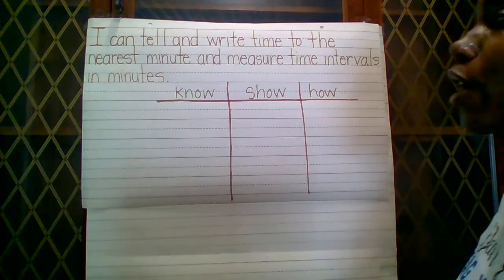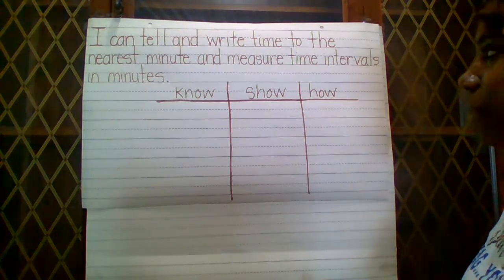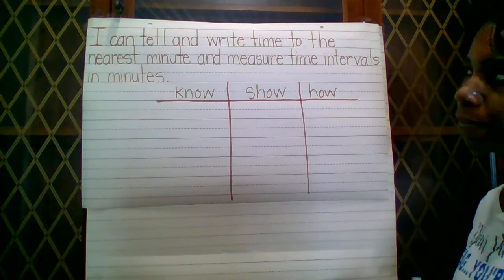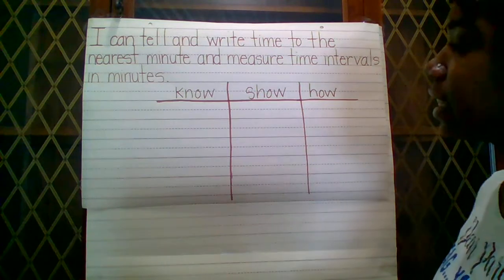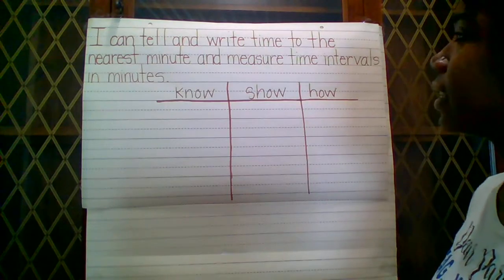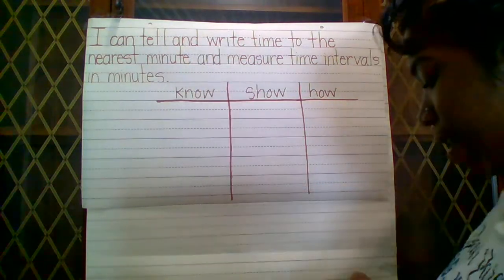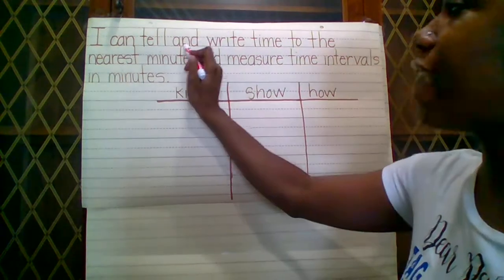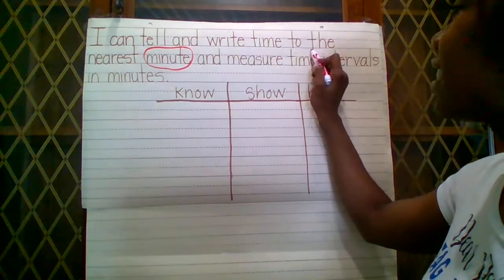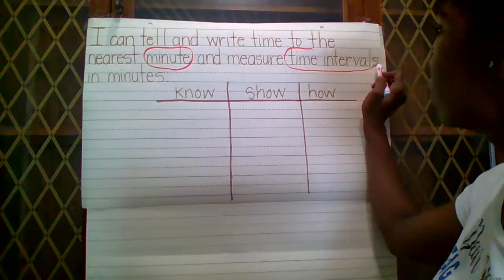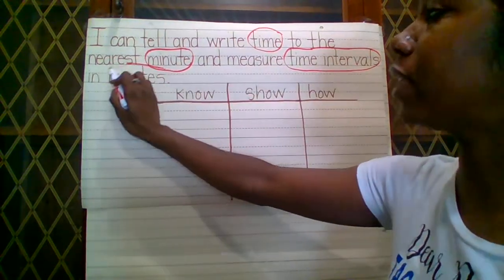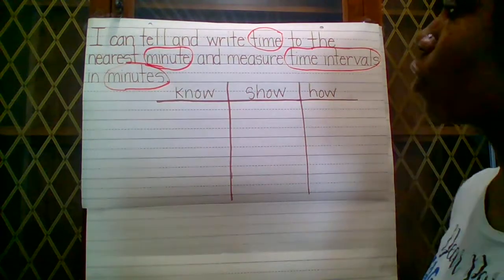So, I can tell and write time to the nearest minute and measure time intervals in minutes. Well, let's see. What do I need to know? What are the nouns that are in this sentence? Well, we have, using a different color, minutes, time interval, time, and then we have the word minute again. So we're going to write those down.